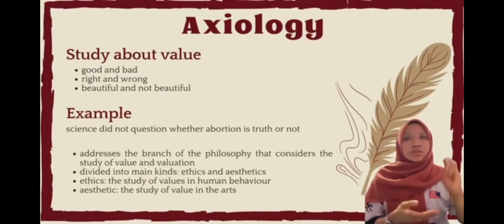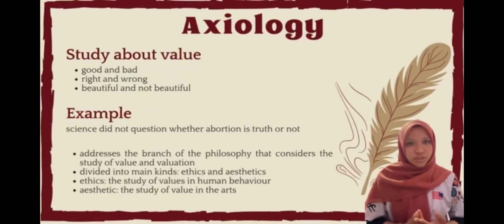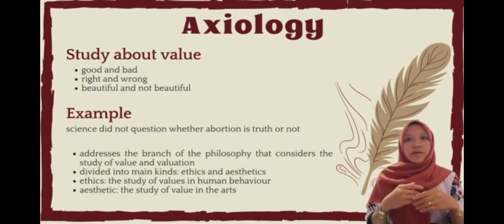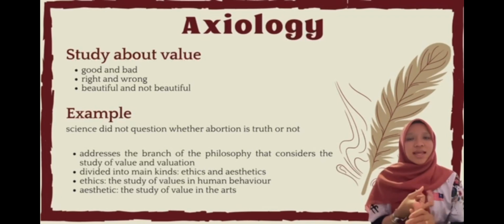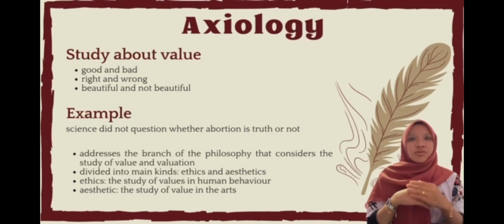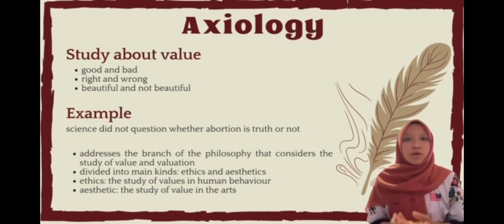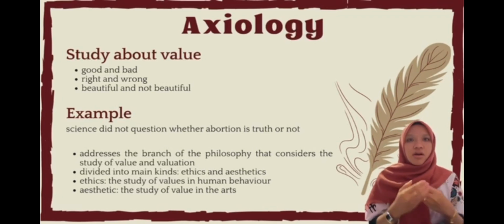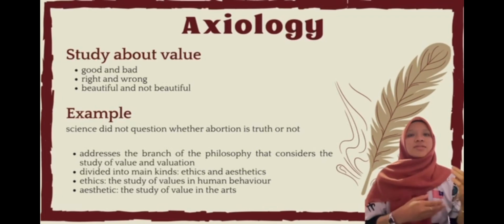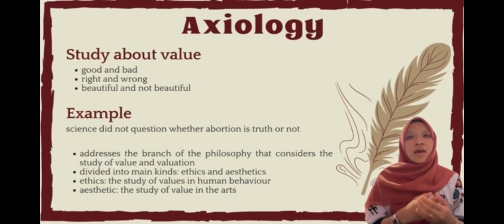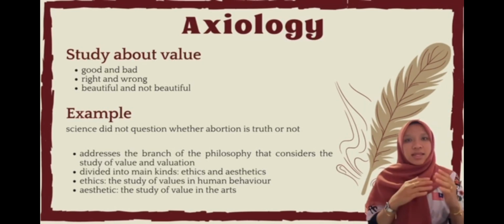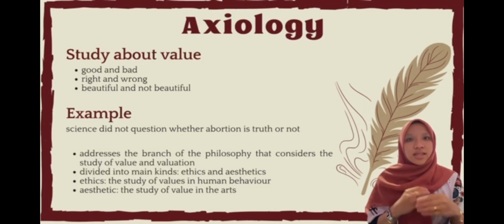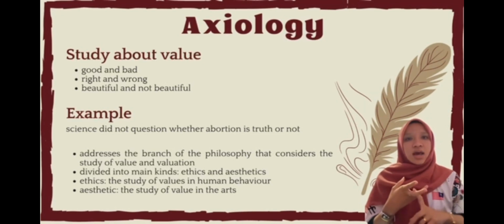Okay, next we go through the third branch of philosophy, which is axiology. Axiology addresses the branch of philosophy that considers the study of value and valuations. These values are divided into 2 main kinds, which are ethics and aesthetics. Ethics is the study of value in human behavior, or the study of moral problems. As example, the rightness and the wrongness of action, the kinds of things which are good and desirable, and whether the actions are blameworthy or praiseworthy. While aesthetics is the study of the value in the arts, or inquiry into feelings, judgment, standard of beauty and related concepts.